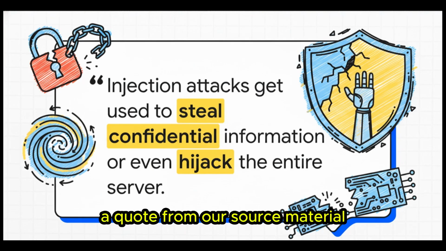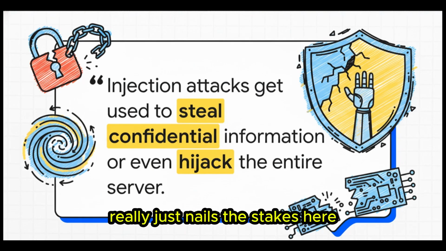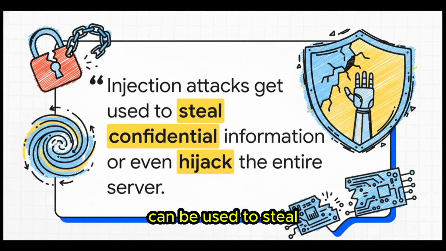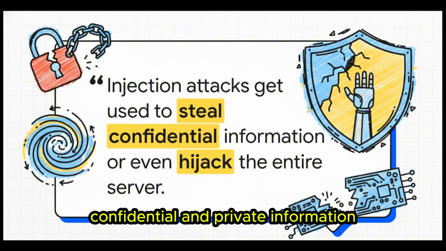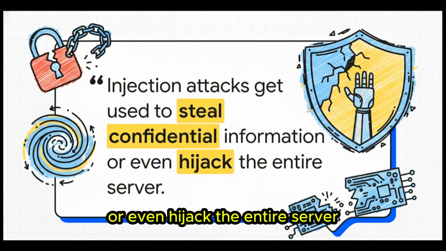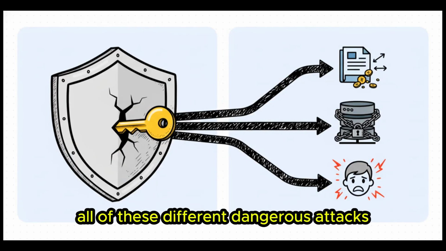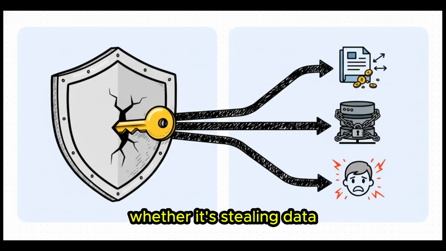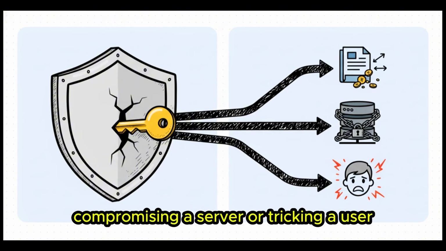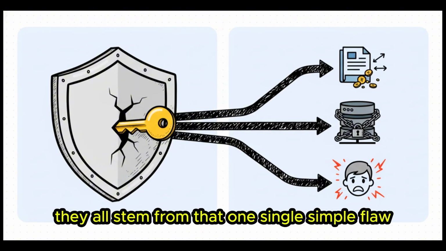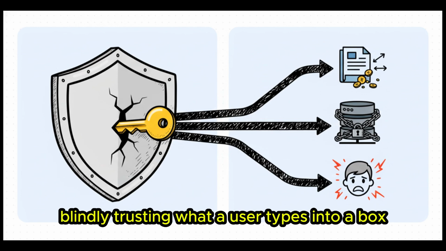A quote from our source material really just nails the stakes here. It says that because these attacks can be used to steal confidential and private information, or even hijack the entire server, they are a fundamental threat to the entire web application industry. So here's the big takeaway. All of these different dangerous attacks, whether it's stealing data, compromising a server, or tricking a user, they all stem from that one single simple flaw: blindly trusting what a user types into a box.